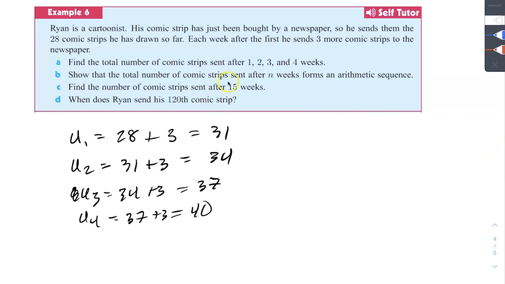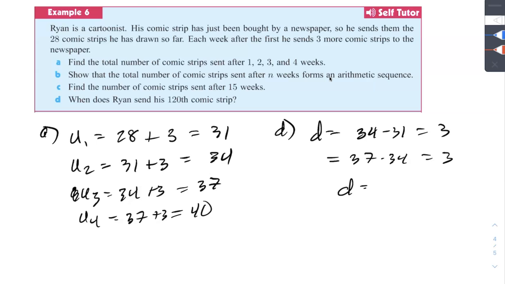Show that the number of comic strips sent after n weeks forms an arithmetic sequence. When they want you to do that, you generally just have to find the common difference. The common difference here is going to be 34 minus 31, which is 3, and I'll show the same thing for 37 minus 34, which is also 3. So that's my common difference. So it's an arithmetic sequence.